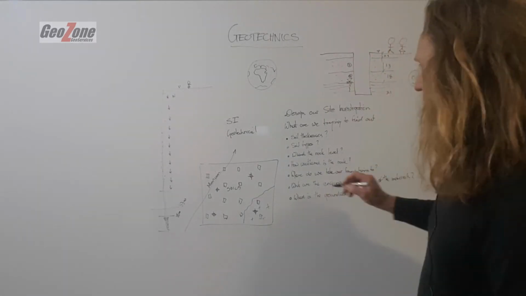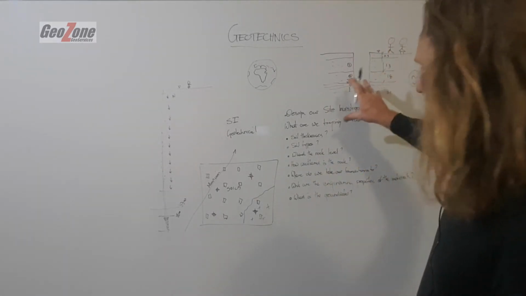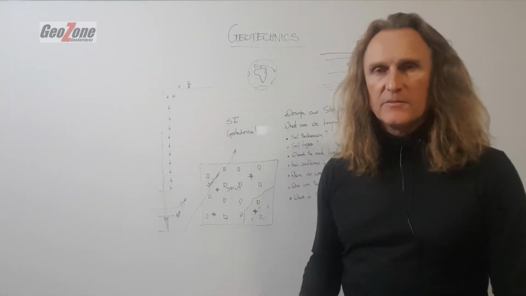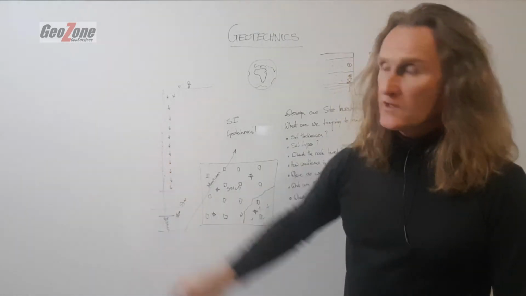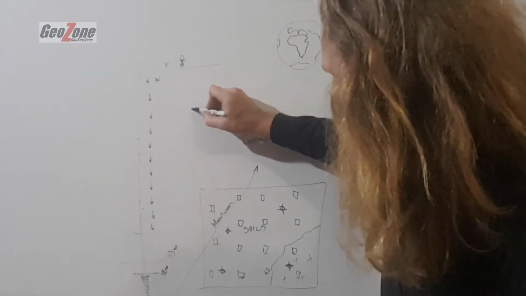If we need to understand the slope stability, we need to cut undisturbed samples from the test pits. Maybe we get them out of the boreholes. We go to the laboratory, we do triaxial testing.